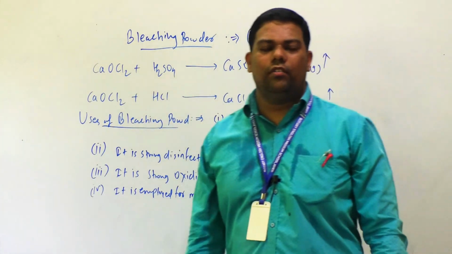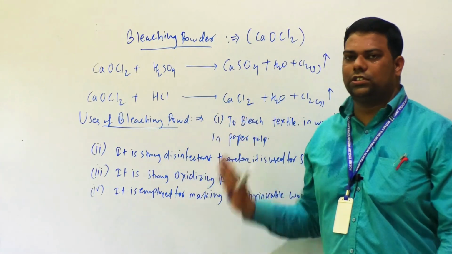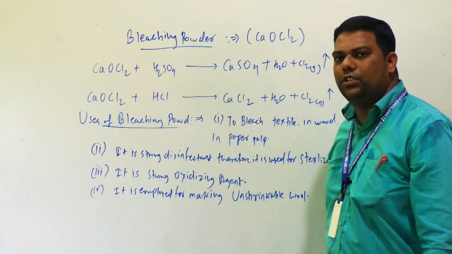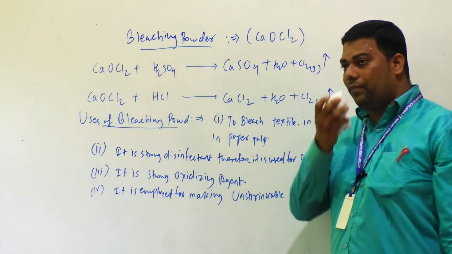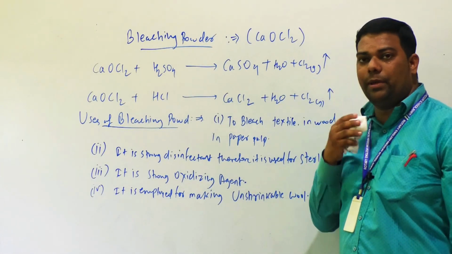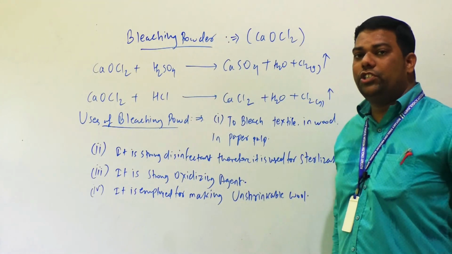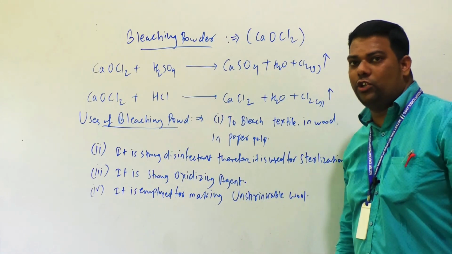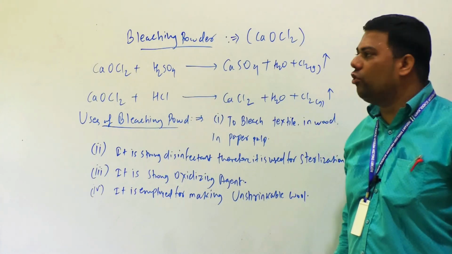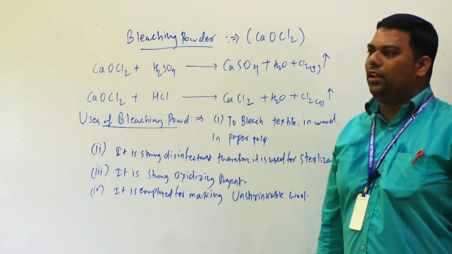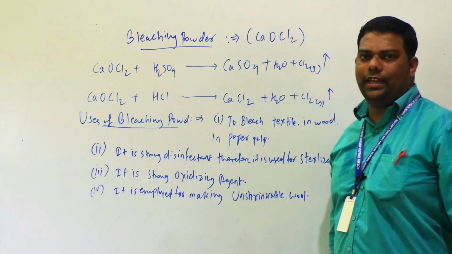So in this lecture we discussed how NaCl can be used as a raw material for a variety of chemicals. And next we discussed bleaching powder, which we can also call calcium oxychloride. I hope you understood all these things. Thank you. Take care and stay safe.